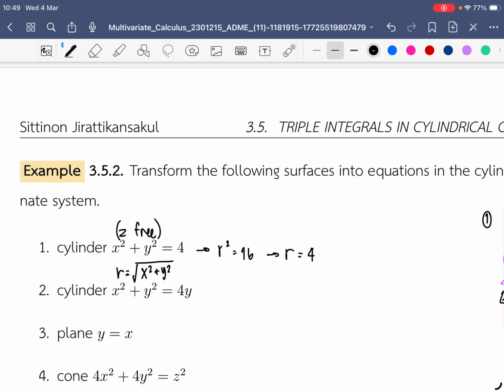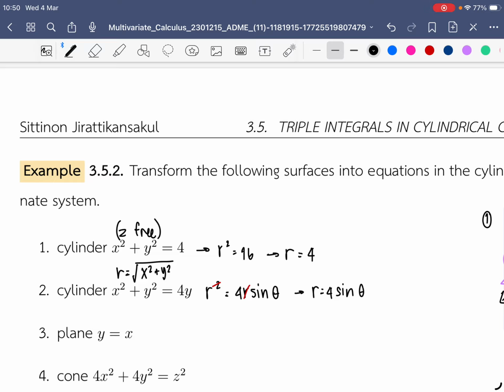For the second one, x squared plus y squared is 4y. So the left hand side is as usual r squared. Y is r sine theta. So you are cancelling r. You get r is 4 sine theta. For this equation, of course, I don't think it's easy to draw. So what I suggest is do the perfect square if you have to draw a surface.